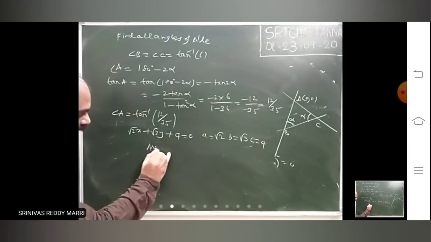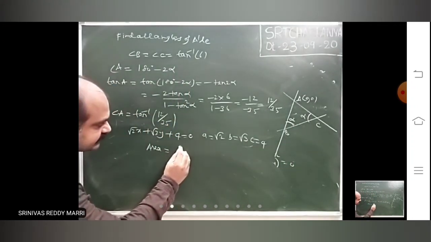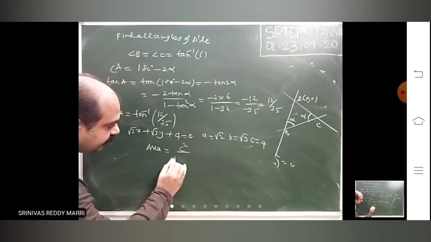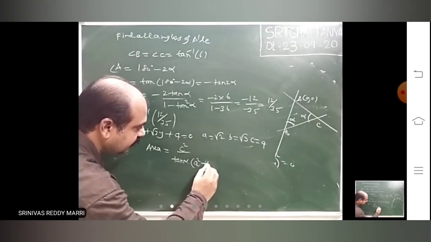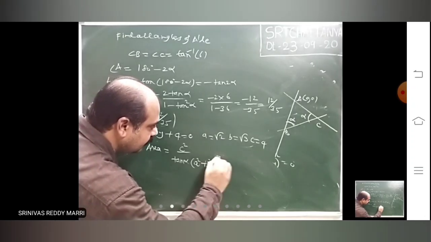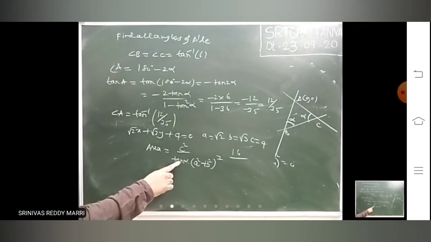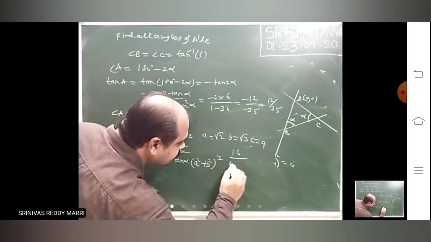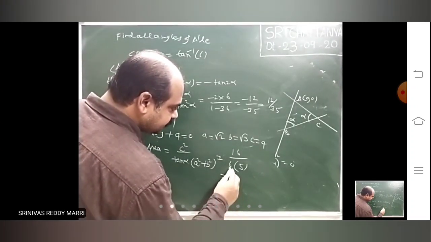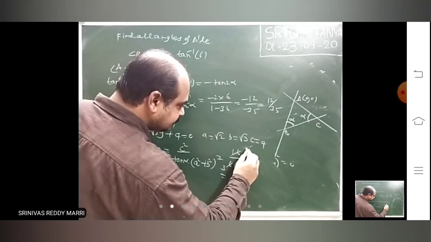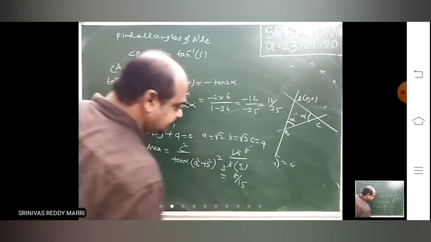So A equal to root 2, B equal to root 3, C equal to 4. What is area? Area is nothing but, base angle is alpha, means C square divided by tan alpha into, what is the formula? A square plus B square. So C square means 16, divided by tan alpha is 6 into A square plus B square means 5. So 8 divided by 15. This is the area.